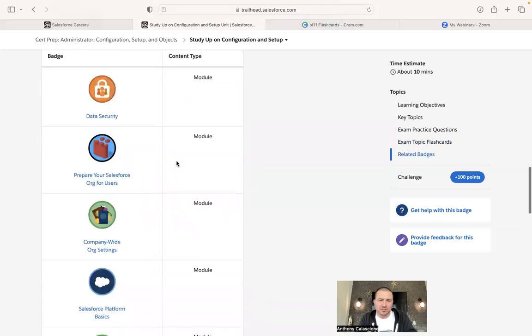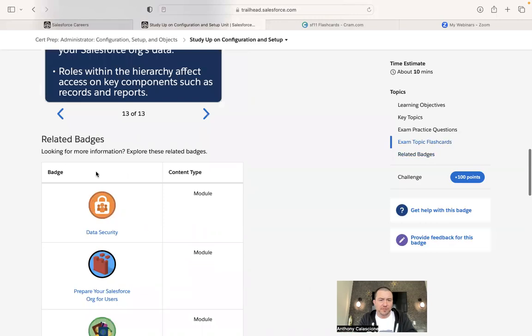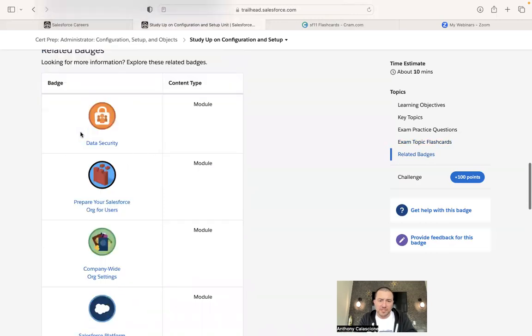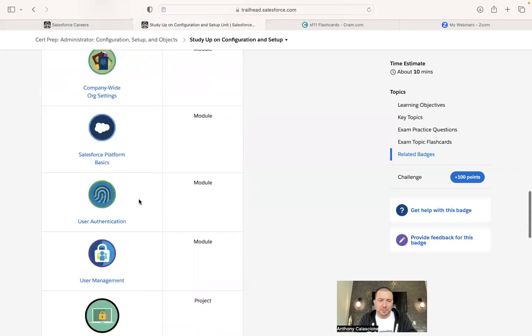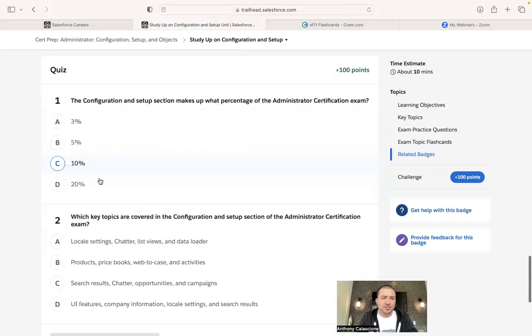Okay, and these are related badges. Looking for more information, explore these related badges. Data security, prepare, and so on. All right, cool. Let's go to some questions.